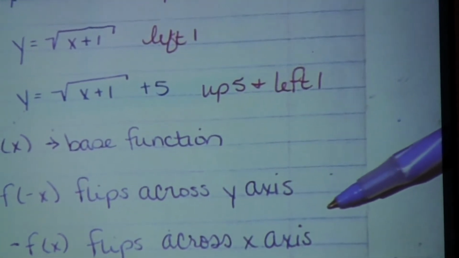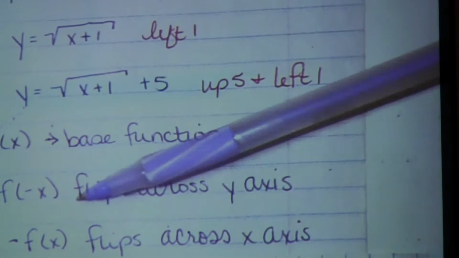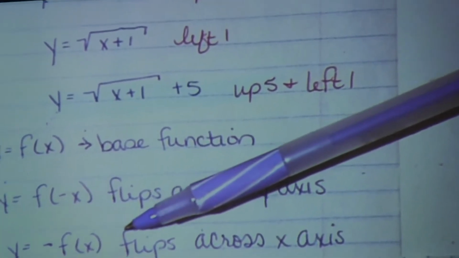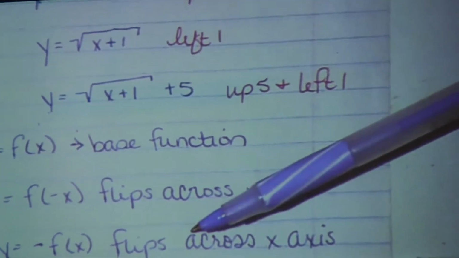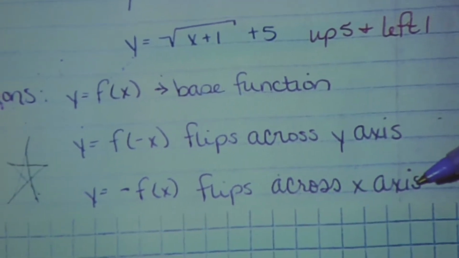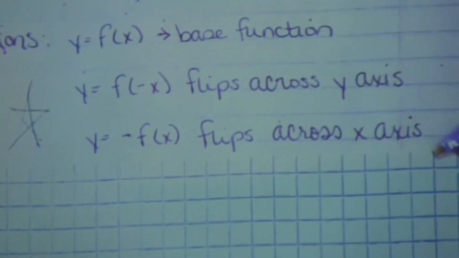If you put a negative sign in front of the whole thing, outside, that's going to flip our equation across the x-axis. And we're going to look at a couple of those on our graph as well.